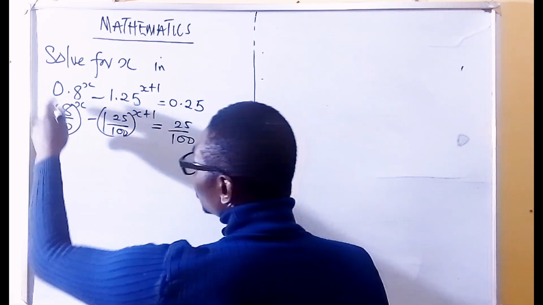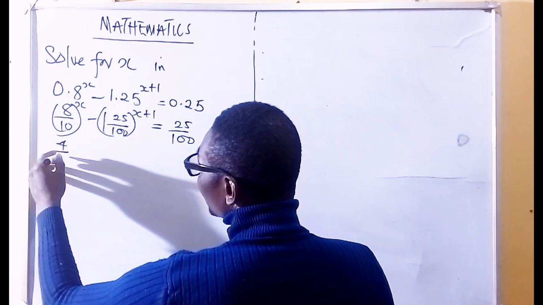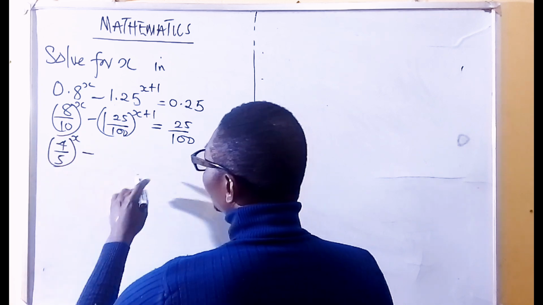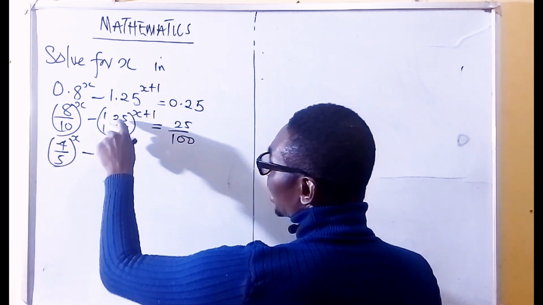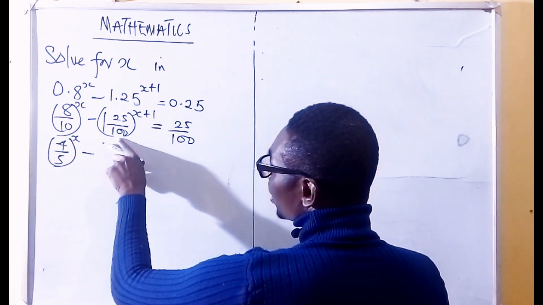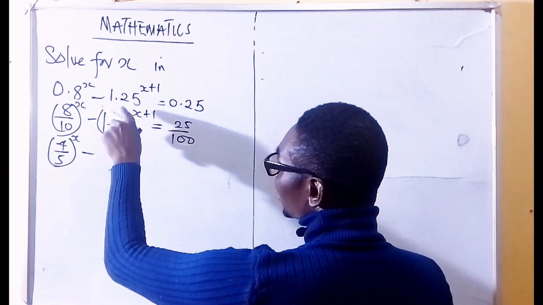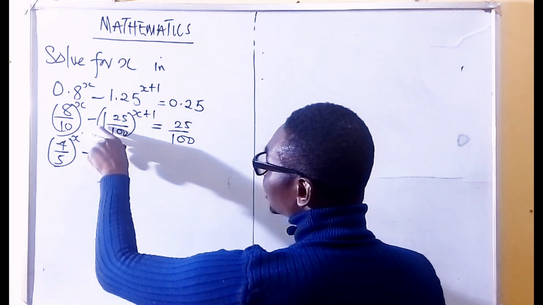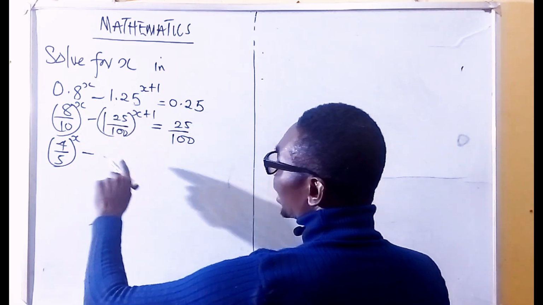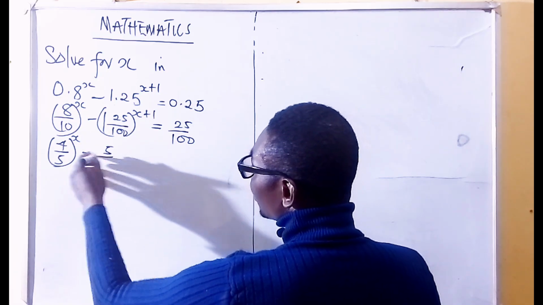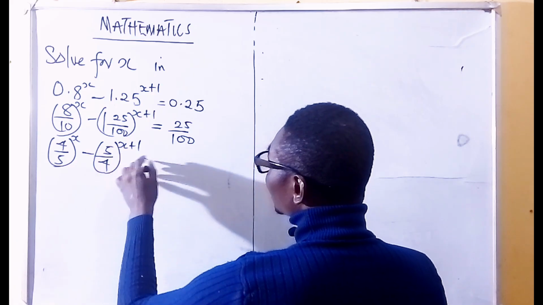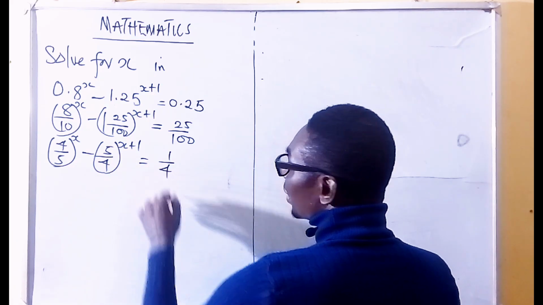If you reduce this to the lowest term, you are going to get 4 over 5 raised to the power of x, minus. Reducing the other one to the lowest term, you have 1 over 4, because 25 in 25 is 1, 25 in 100 is 4. So 4 times 1 plus that 1 we have 5. So we have 5 over 4 raised to the power of x plus 1, equal to 1 over 4.